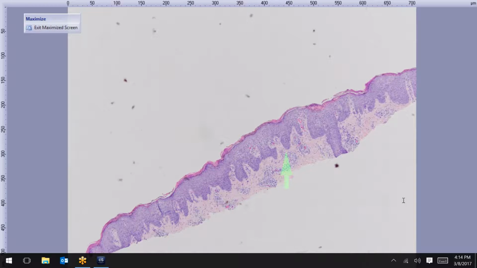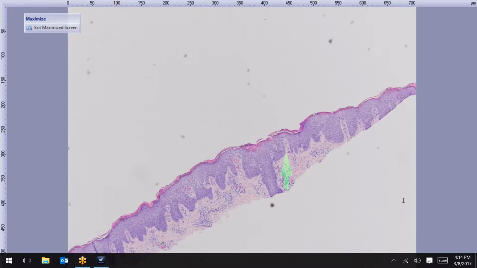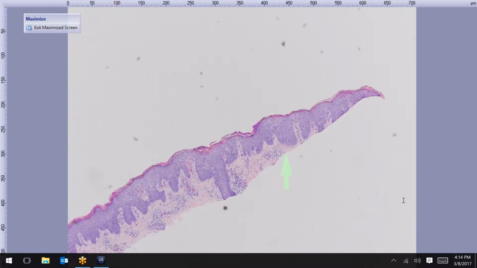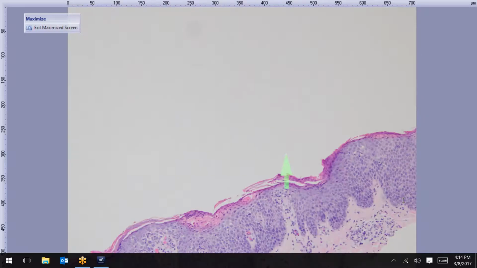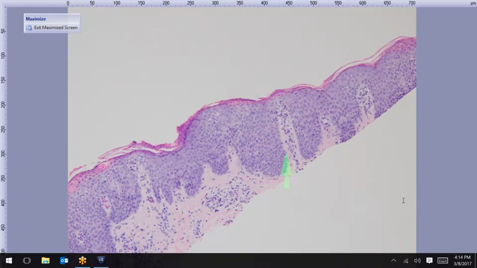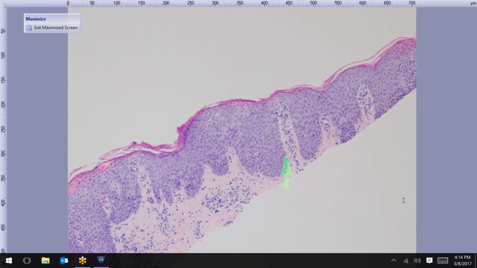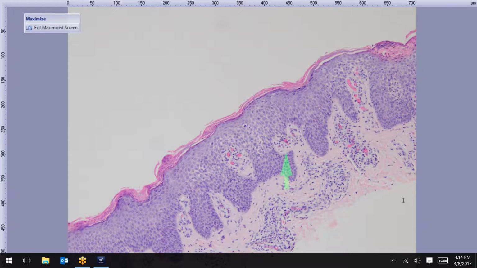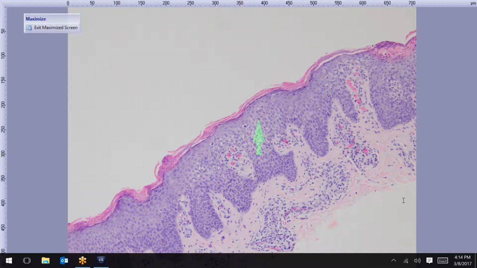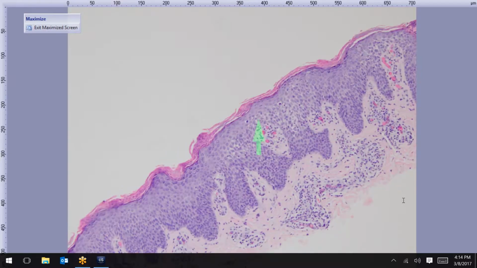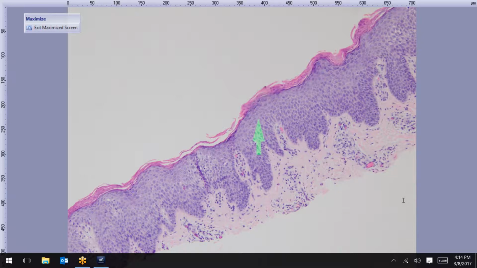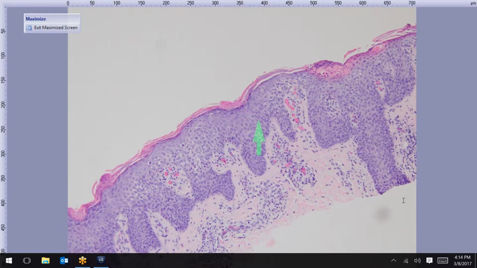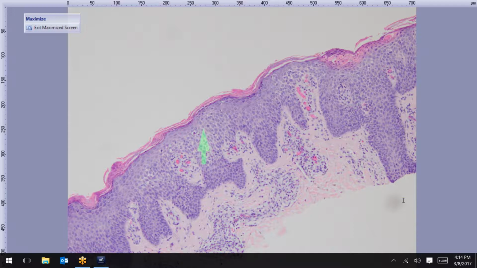So now we're into an inflammatory case here. Going a little higher power. Any general family you guys want to put this in, in terms of inflammatory? Spongiotic, yep, that's correct. So yeah, you see these little clear spaces between the cells. So this is spongiotic dermatitis.